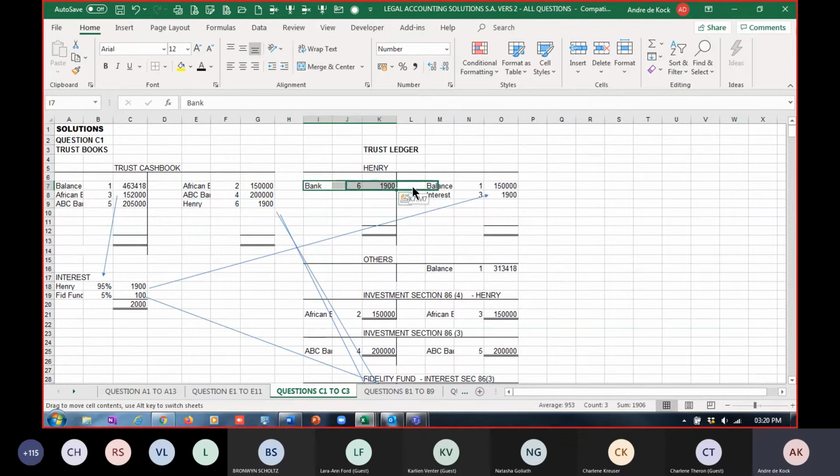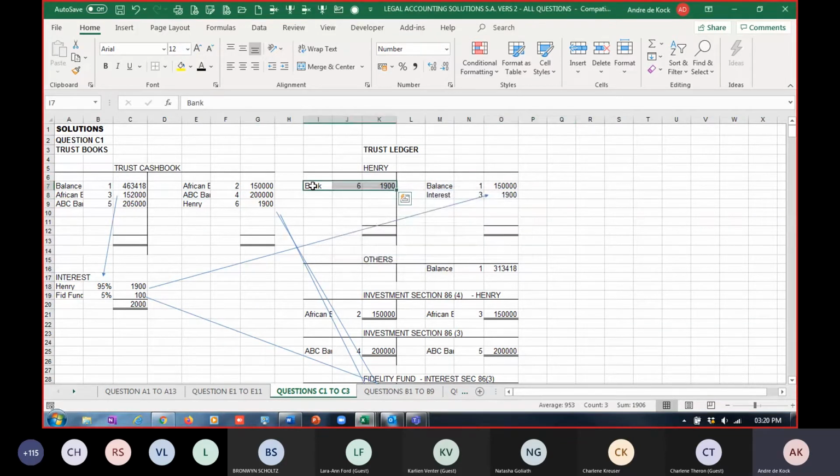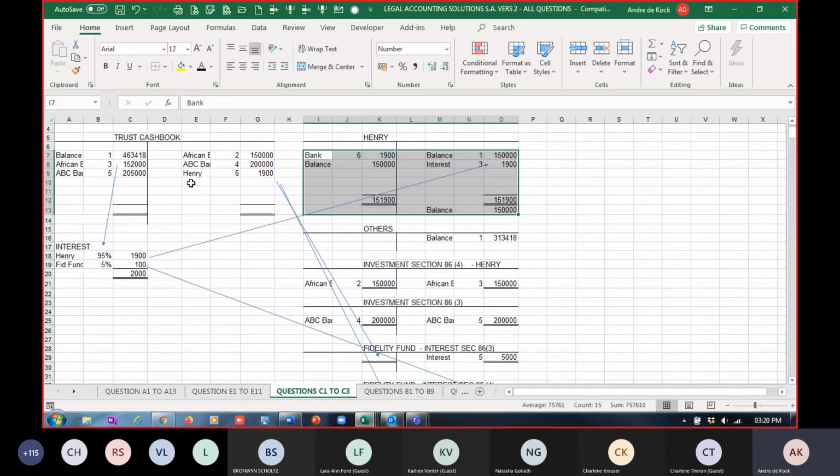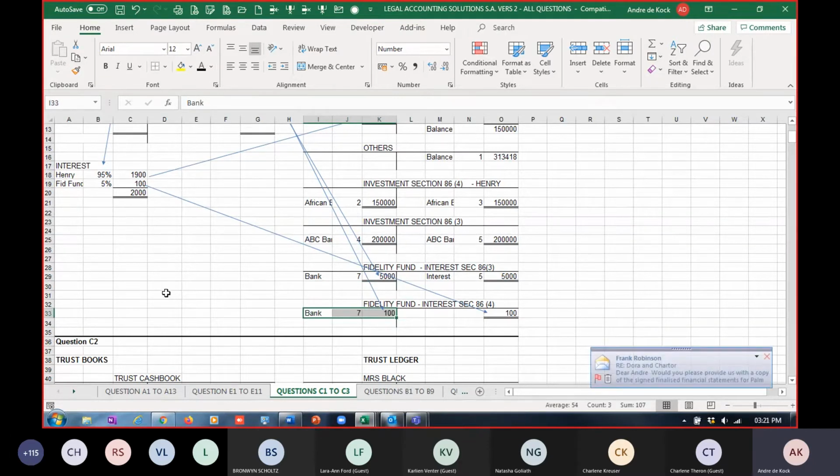And then what balance is left for Henry? What balance do I have for Henry? I will still be holding the 150,000 of Henry's money. Then I also pay the Fidelity Fund, and I can make one payment for the two amounts. I pay 5,000 because I owe them 5 and 100, and now I pay, and I split post that payment to them as well. Okay, and that's the sum of it.